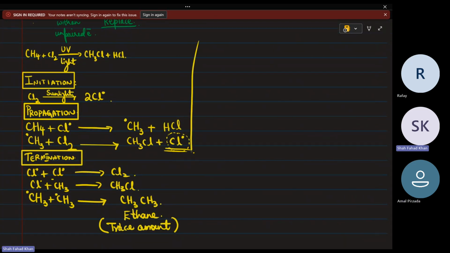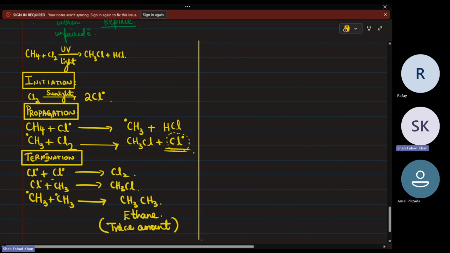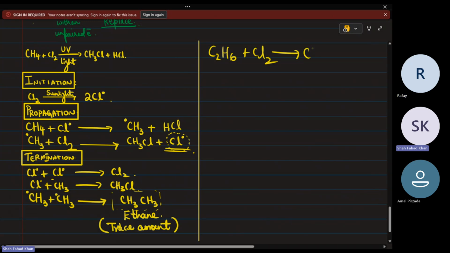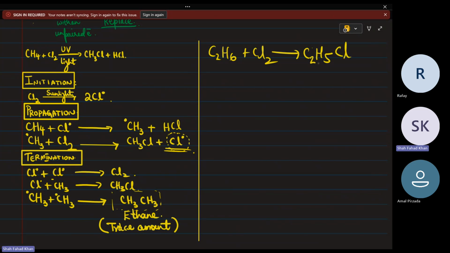Now, in our syllabus, we are also required to know the example of ethane, C2H6. This one, the one that I've written over here. If we have a reaction of ethane with chlorine in presence of UV light, we'll have exactly the same mechanism. The only difference is that the steps and the reactants and products are going to be slightly different. We have C2H5Cl along with HCl.